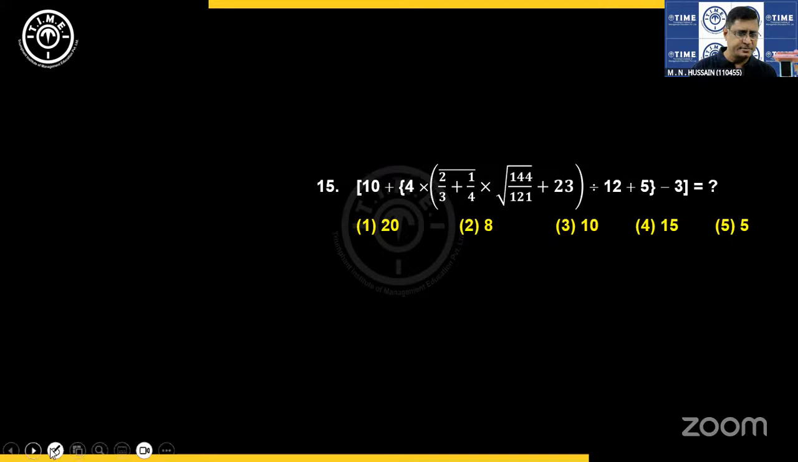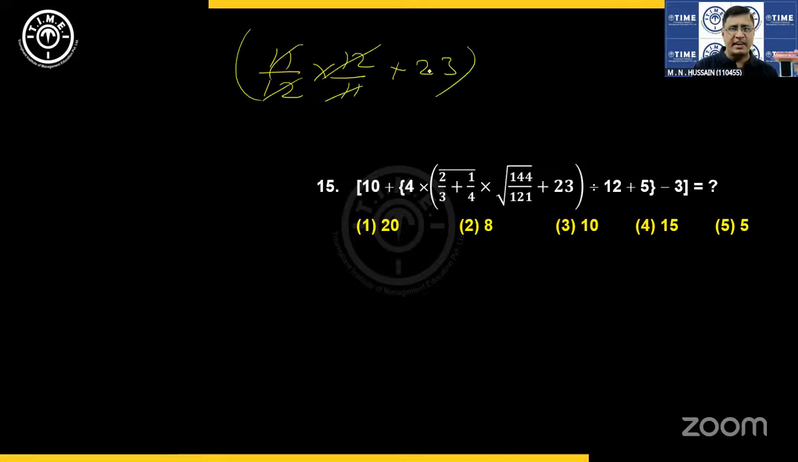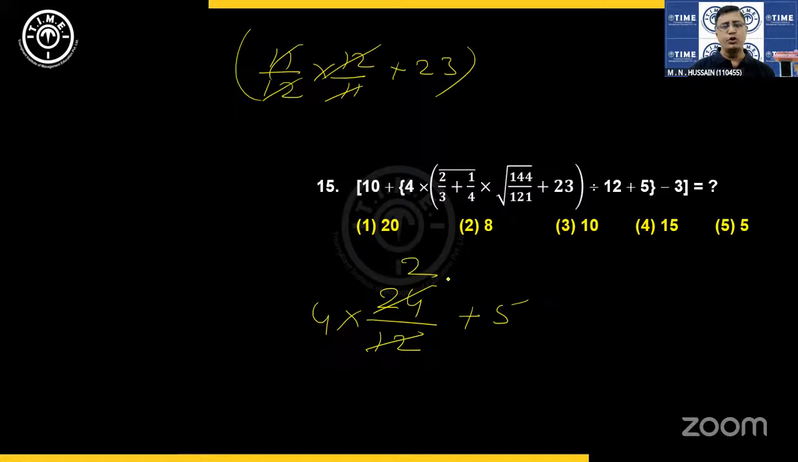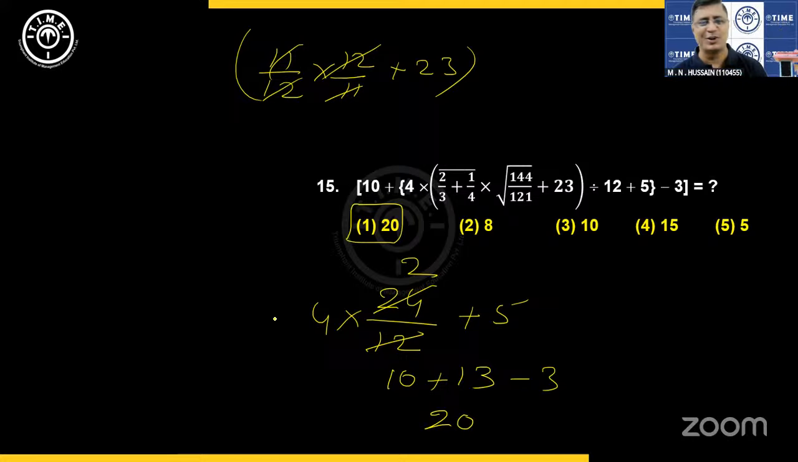Right. I will write. Now it is 11 by 12 into 12 by 11 plus 23. 12 and 12 cancel, 11, 11 cancel, 23 plus 1, 24. 24 by 12 into 4 plus 5. Now this is correct. 12 it goes exactly 2 times, 2 into 4, 8, 8 plus 5, that is 13. 13 minus 3 plus 10. Now the result is 20. The right choice is option number 1. First choice is the right answer.